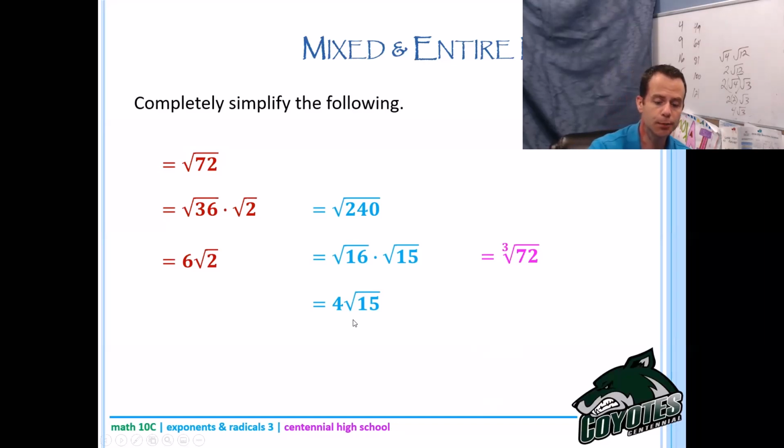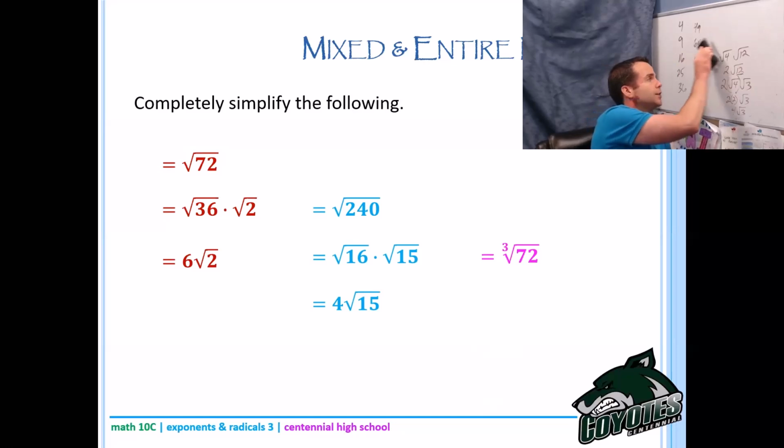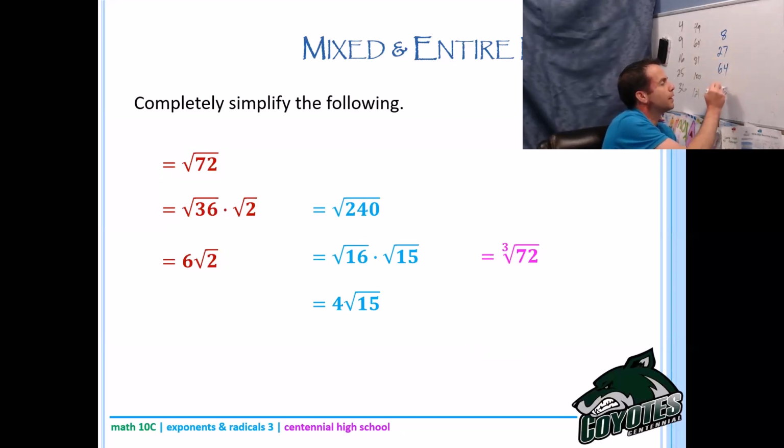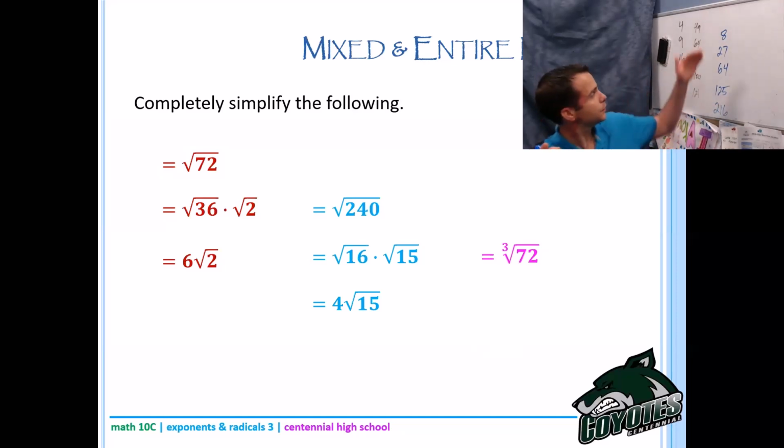Okay, the cubed root of 72. Now you got to pay very close attention to this conversation. Nothing's changed yet, everything's changed. The process that we're doing has not changed, but the list that you're using now needs to be a list of perfect cubes instead of perfect squares. So you go through some of your perfect cubes. You've got 8, then you got 27, then you got 64, then you got 125, 216 for good measure.